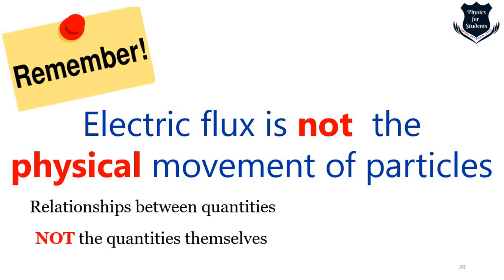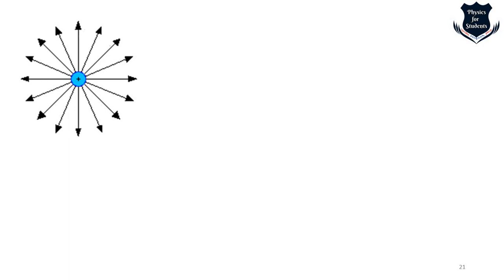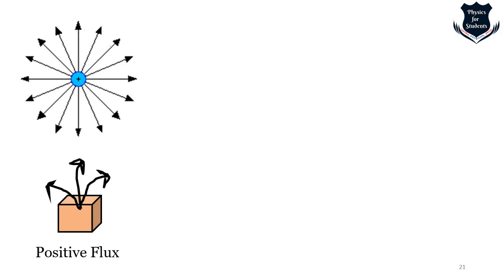So the question is, how do we visualize them? Here it is: relationship between quantities, not the quantities themselves. Now what we do is use lines to represent electric fields. These lines are radially moving out, so we say this one, which radially moves out, is the positive flux.